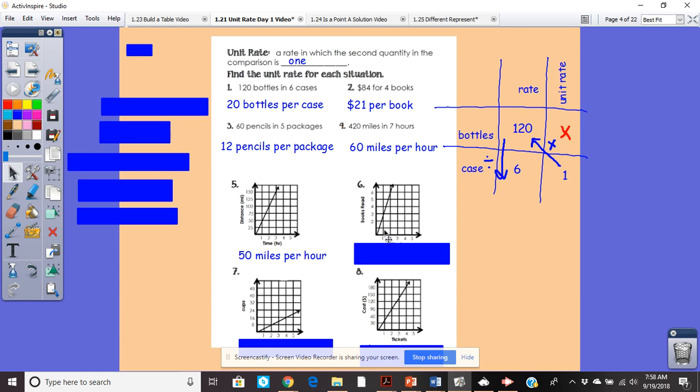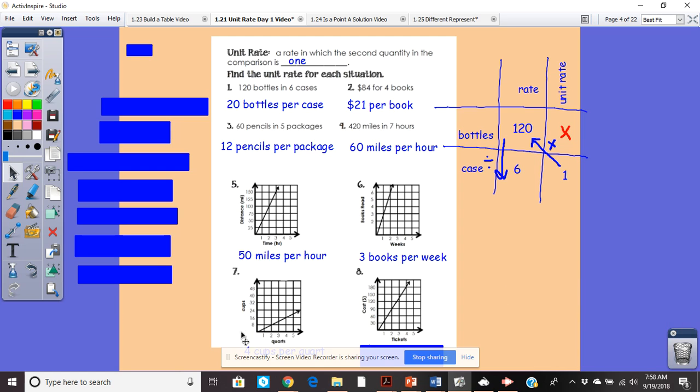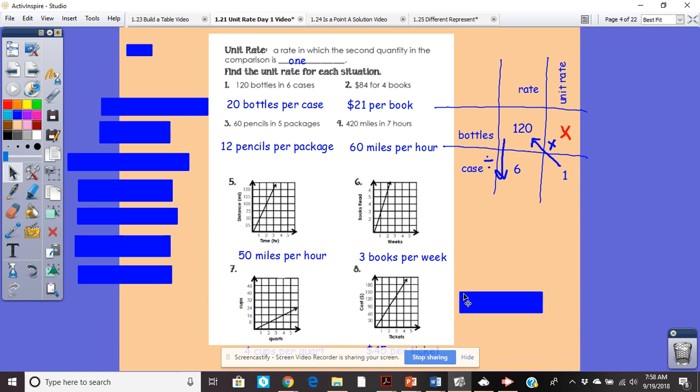So this one is nice and pretty too. So right here, my x is 1. So I'd go up to see what my y would be there. And it would be 3 books. So these bottom two are the ones that you're going to have to find nice, pretty points. And if you notice here, both these graphs are going to go through the origin. And so one of your points could be 0, 0. So on number 7 here, our unit rate is 4 cups per quart. And see if I can get this last one to move. And then this graph would be $45 per ticket.